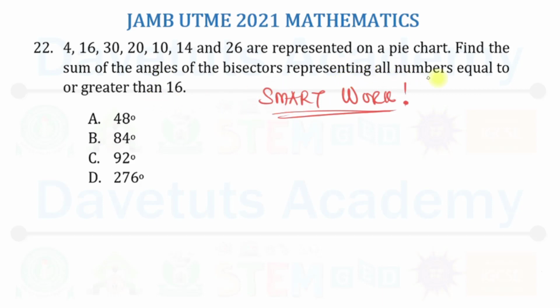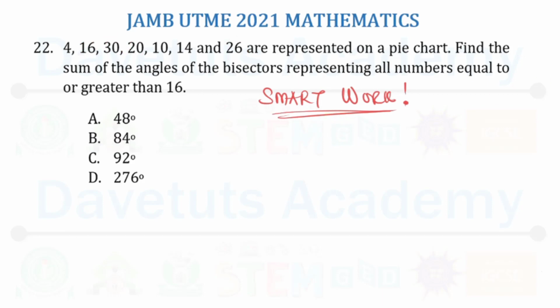Because they are saying that we are to represent all numbers equal to or greater than 16. And look at these values. Where are the numbers that are greater than 16? We have 16, 30, 20, we have 26. That is quite huge. By the time you look at all of those, you can see that they should correspond to 276 because they are the larger percentage. But well, no problem. If you want to just confirm by working, we can just work.